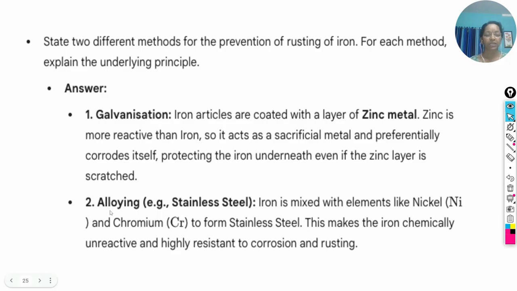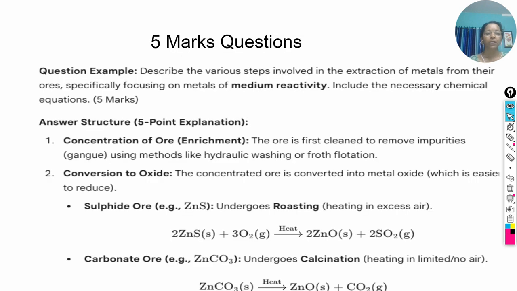The next process given here is alloying. That means we are making, for example, stainless steel. Iron is mixed with elements like nickel or chromium to form stainless steel. What is special about that? This makes iron chemically unreactive and highly resistant to corrosion and rusting. So those are good answers given here. You can write painting, oiling and all, of course, but this is supposed to be the best answer, right?